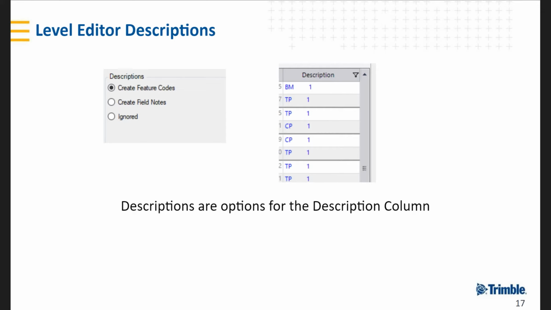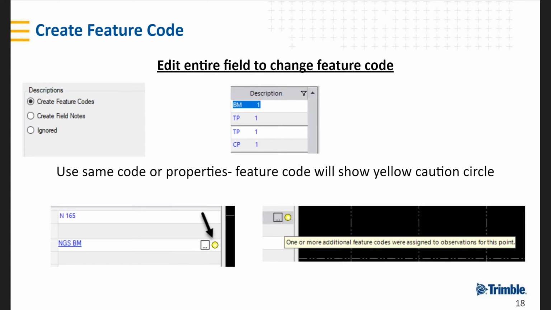When you use the feature code option, it'll create feature codes. In the description field, you want to clear the entire field. It brings in the entire field, from this example a DiNi file, and you just highlight the entire field and delete it. Then you can put in the feature code. If the point is already in the project and you use a different feature code, then in the properties of the code you'll see the yellow caution symbol saying additional feature codes have been used. So this creates a feature code upon import.